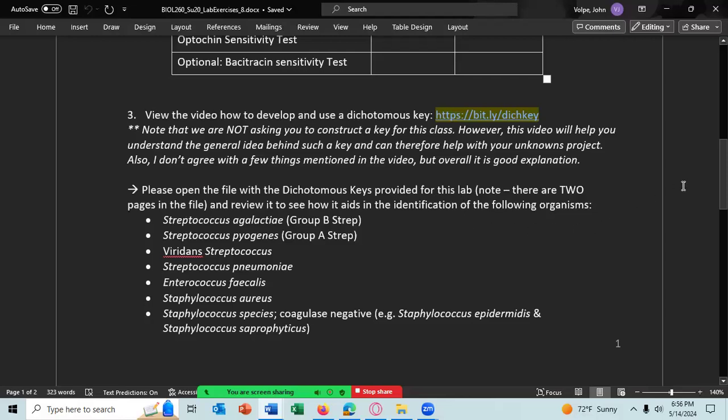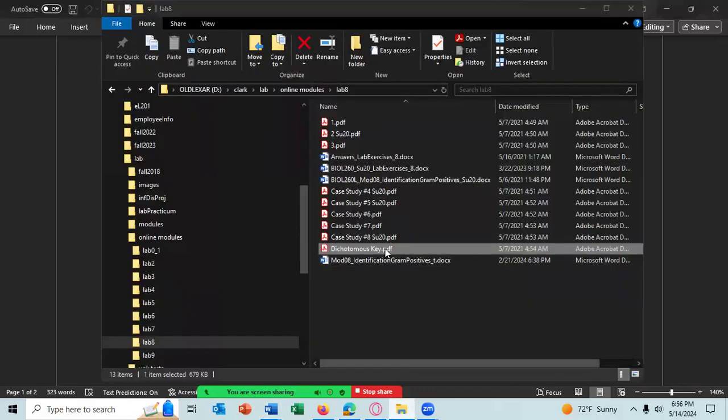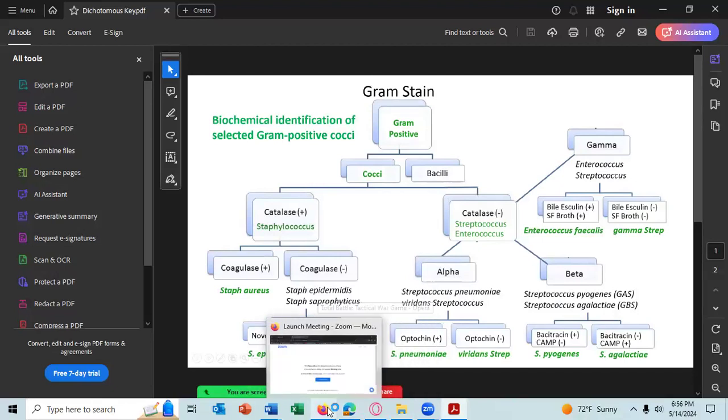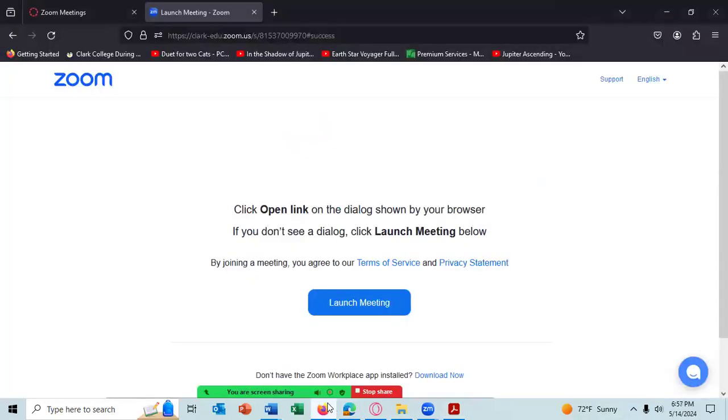There's 2 pages in the file. I already had that open, but let's go get it again. You'll need to use this to answer some of the questions in the lab. Oops, that's not right. Where do I want to go?